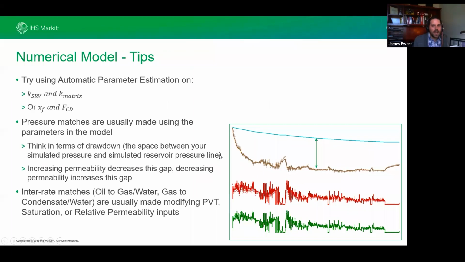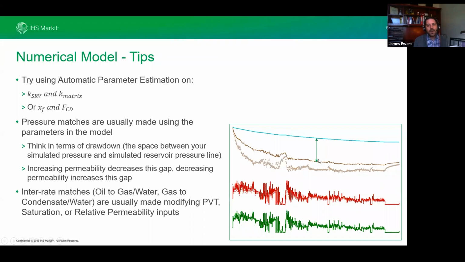So if you're trying to match a model, the best way to think about it, especially for getting a pressure match, is in terms of drawdown. So this blue line is my simulated average reservoir pressure. This is my simulated wellbore flowing pressure. What I want you to know is that that drawdown is going to give you an indication of whether you should increase the productivity of your well or decrease it, right? So if you need to increase it, here you'll see that my pressure match is too high. My real data is here, my simulated pressure is here.